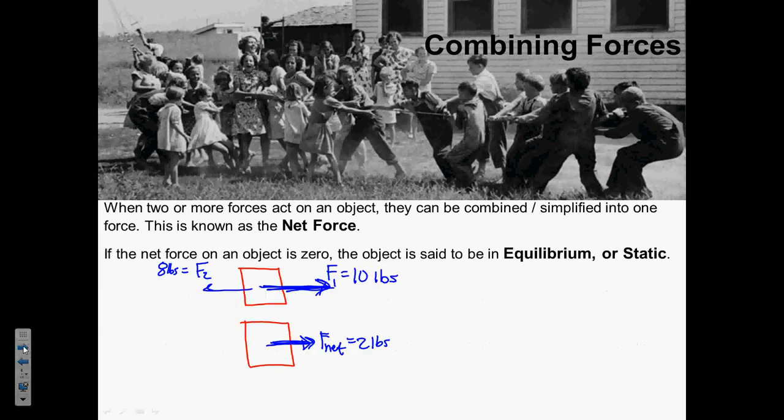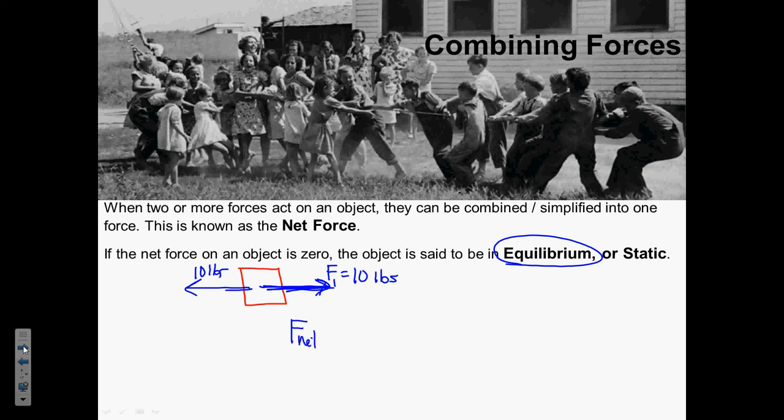Now, if something happens to cancel out, like going back to this example here, if I said it wasn't 8 pounds, maybe they're pulling the opposite way at 10 pounds, this would be an equilibrium, meaning that the forces cancel each other out and the net force is equal to 0. If you have a net force equal to 0, that doesn't mean that there's no forces on it. It just means that the forces acting on it cancel each other out. They're equal and opposite.